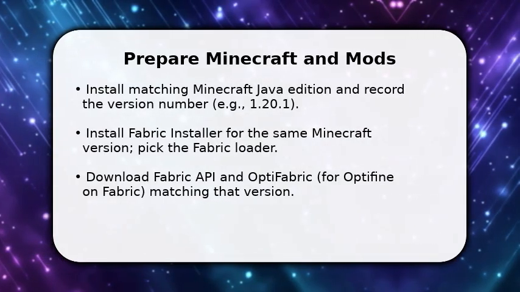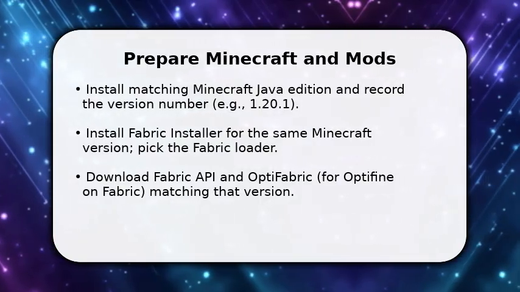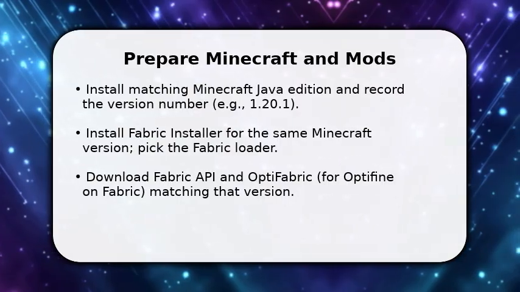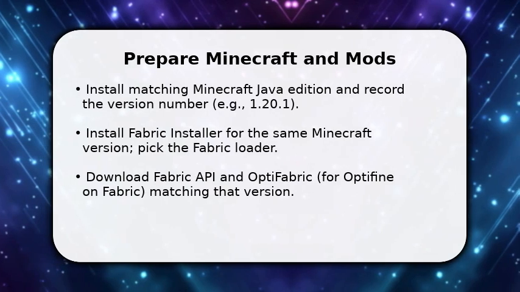You do this because Fabric Loader provides the mod framework, Fabric API supplies core hooks, and OptiFabric bridges Optifine into Fabric. Without version parity, these pieces will fail to load together.